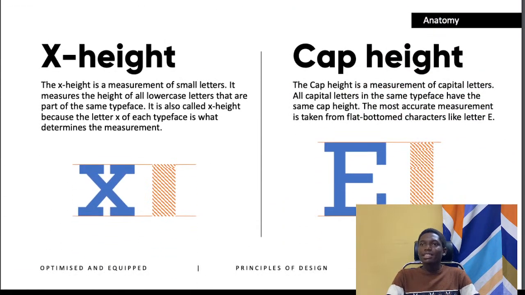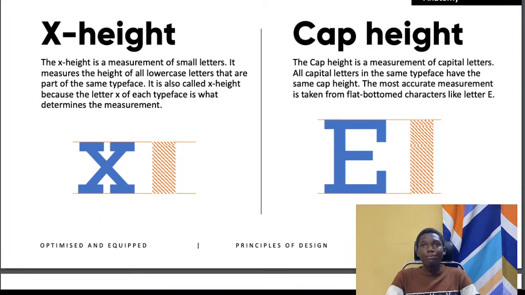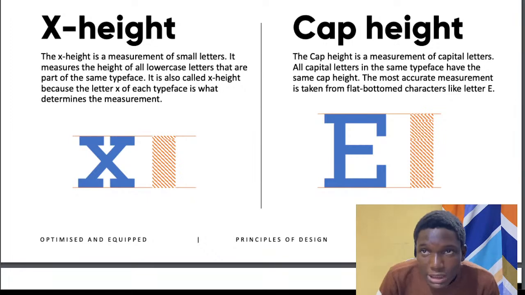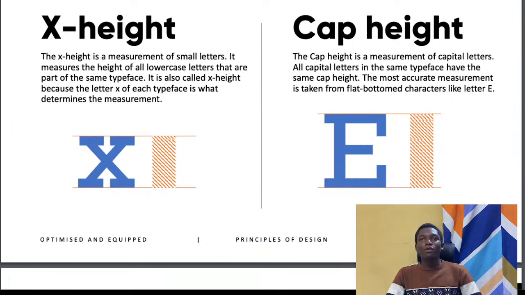This x height is the measurement of small letters. As it says there, it means that the small letters are quite different from the capital letters, and these small letters have different measurements compared to the capital letters.